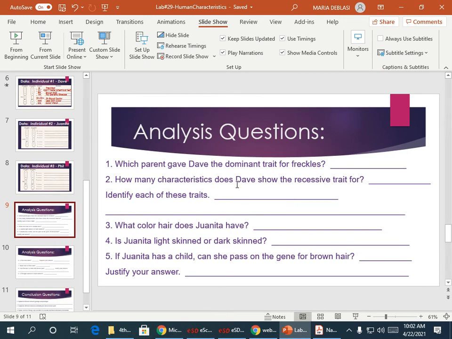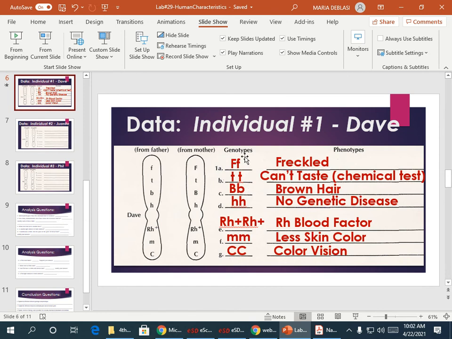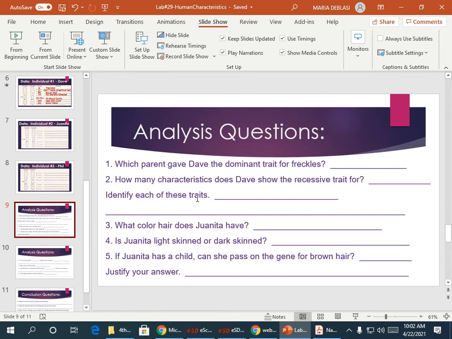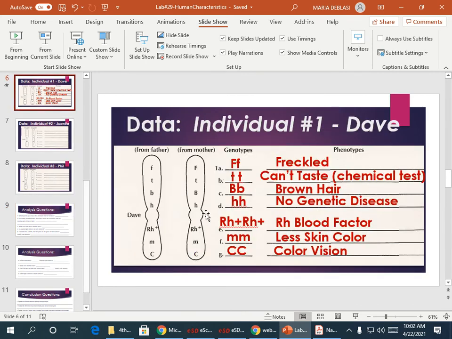How many characteristics does Dave show the recessive trait for? I go back to Dave. Recessive has to be both lowercases. So recessive trait 1, 2, 3. Three of them he got that were the recessive trait. Identify each of these traits. So go back. The traits are he can't taste, he has no genetic disease, and he has light skin tone.